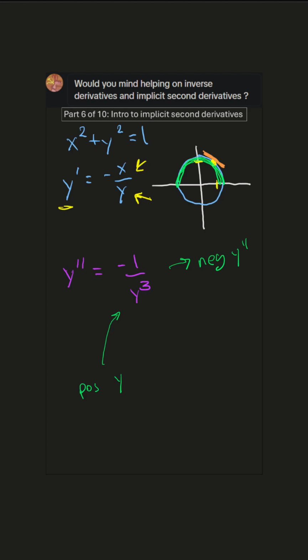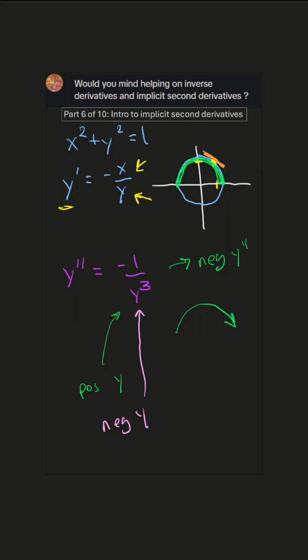So what does that mean? Well, the second implicit derivative is the curvature. So it's going to curve down. And you can see that. It curves downward.